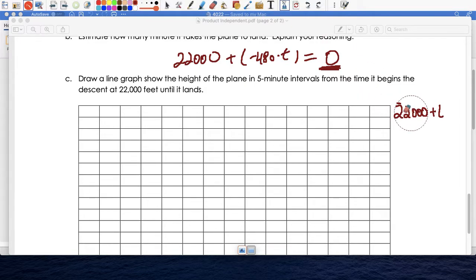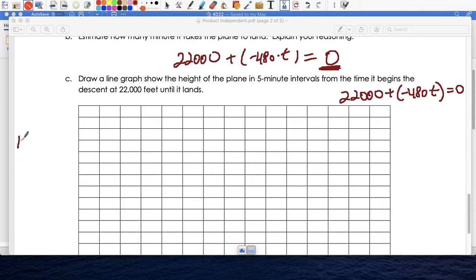Sorry. So we're going to get 22,000 plus negative 480t equals 0. The reason I made it equal to 0 is that when it equals 0, that's when the airplane is on the ground, right? So how do we solve this? It's a one-step equation, right? So let me do a one-step equation over here.